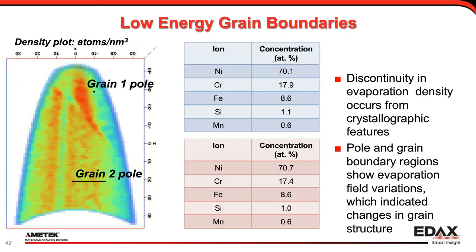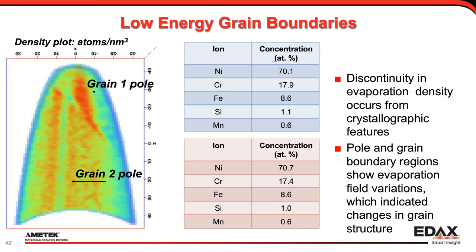So far, that's not a very exciting story of our FCC recrystallization twin, but Atom Probe can give us additional information about the field evaporation characteristics of this material. Here, I'm showing a density plot in atoms per nanometer cubed on the left, and we can see some changes in how this material evaporates based on which grain is evaporating.